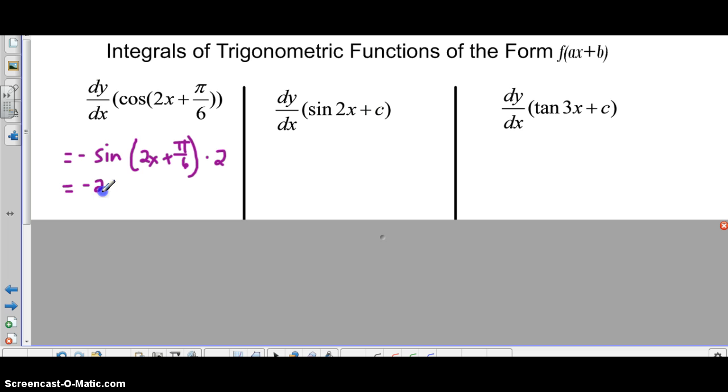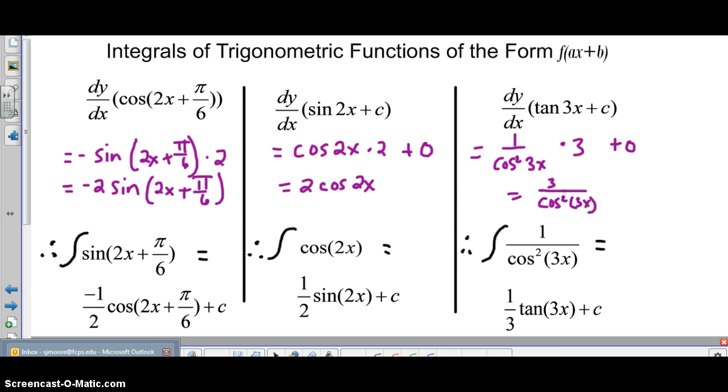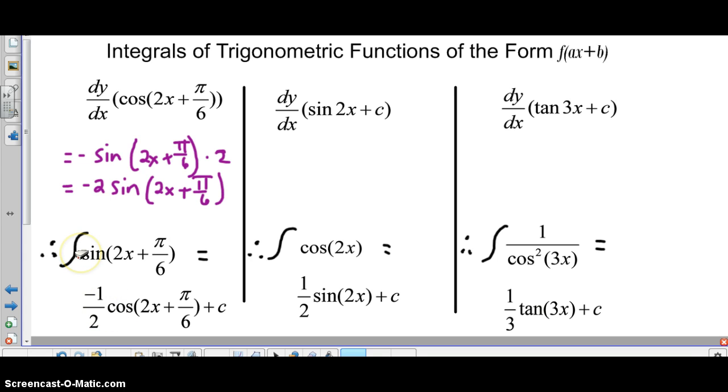So that would be equal to negative 2 sine of 2x plus pi over 6. Therefore, if you look at it in reverse, if you're going to take the integral of sine of 2x plus pi over 6, that would be equal to the negative cosine of 2x plus pi over 6 times the 1 over the derivative of 2x plus pi over 6. So in this case, our derivative is just 2, so it would be 1 over 2. And remember, the negative sign comes in because the derivative of cosine is negative sine, so the antiderivative sign would be negative cosine.